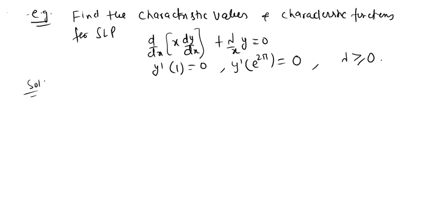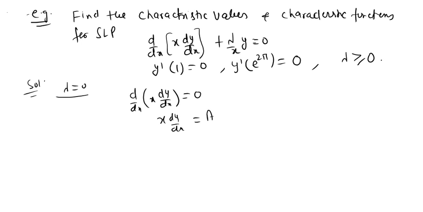You can check that in this equation, lambda times 1 by x times y, so r of x is 1 by x here. So you need to consider two cases, lambda 0 and lambda positive. For lambda equal to 0 you have d by dx of x dy by dx equal to 0. On integrating you get x dy by dx equal to some constant a, and integrating again you get y equal to a log x plus b.